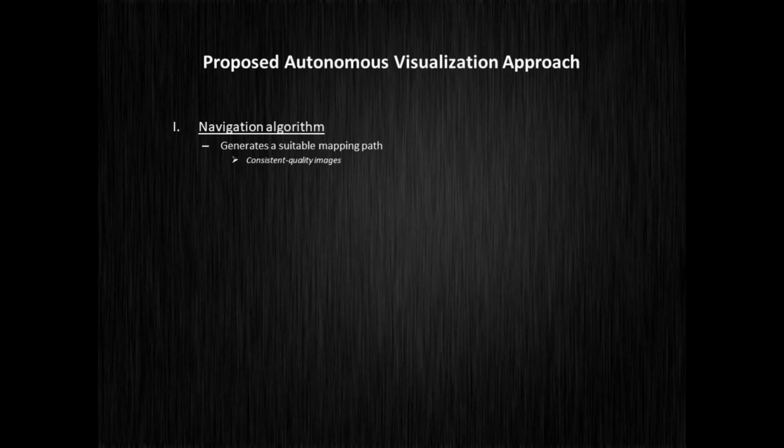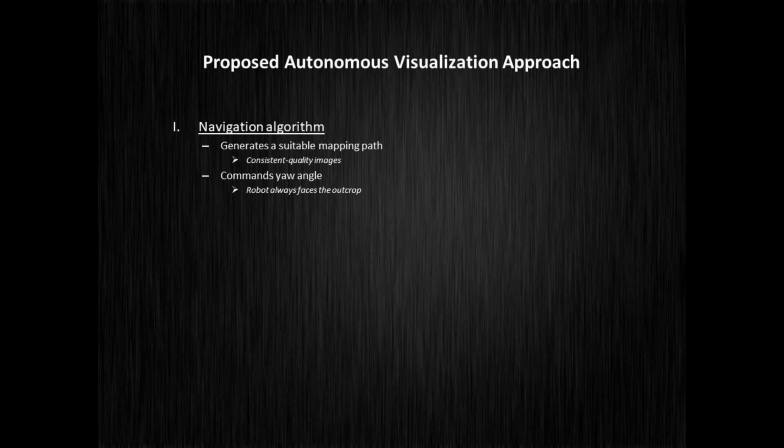There are two aspects to the proposed visualization solution. The first aspect is the navigation algorithm that generates a suitable mapping path while maintaining a specific distance to the outcrop. This circumvents the continuous autofocusing requirement, thereby resulting in consistent quality images. Additionally, the navigation algorithm also commands the yaw angle such that the robot always faces the outcrop.